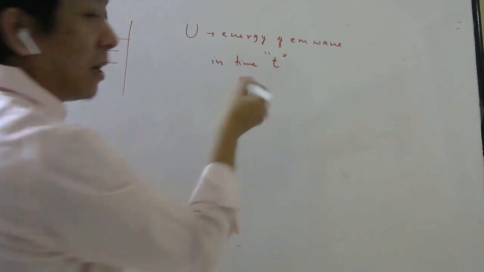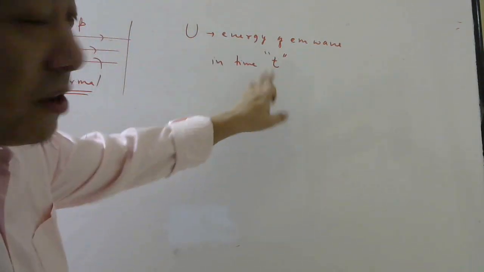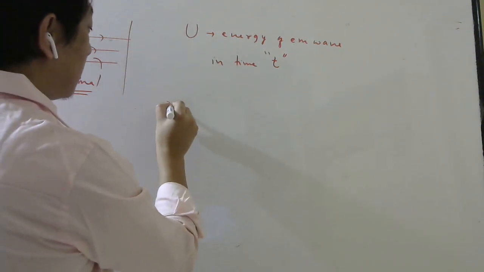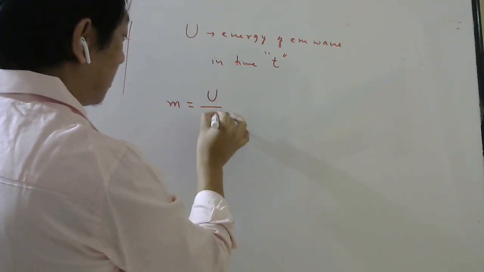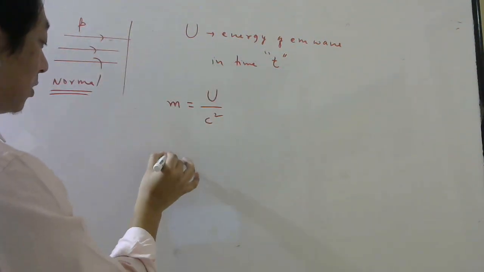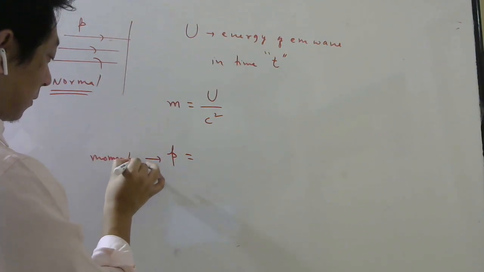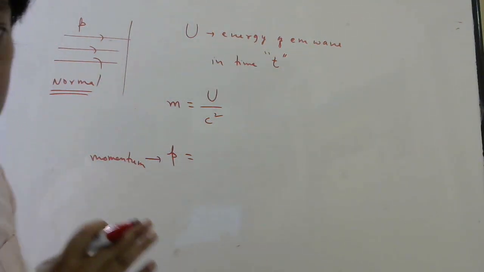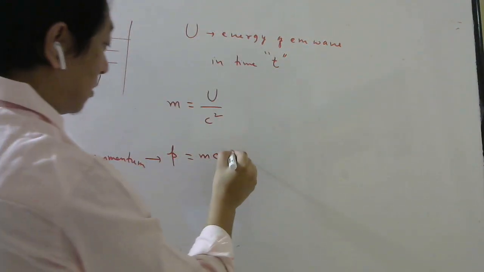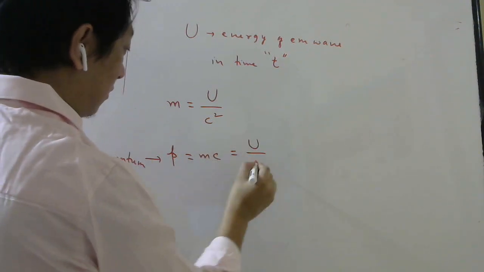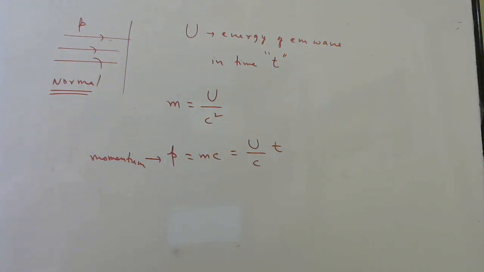Concept we have already done, I am just revising once more. If this is the total energy falling on the surface in time t, then from Einstein's equation, the mass which is falling in time t is equal to energy by c square. So the momentum transferred to the surface will be mass into velocity. So that will be u by c square into c, so one c will cancel. So that is the momentum transfer.